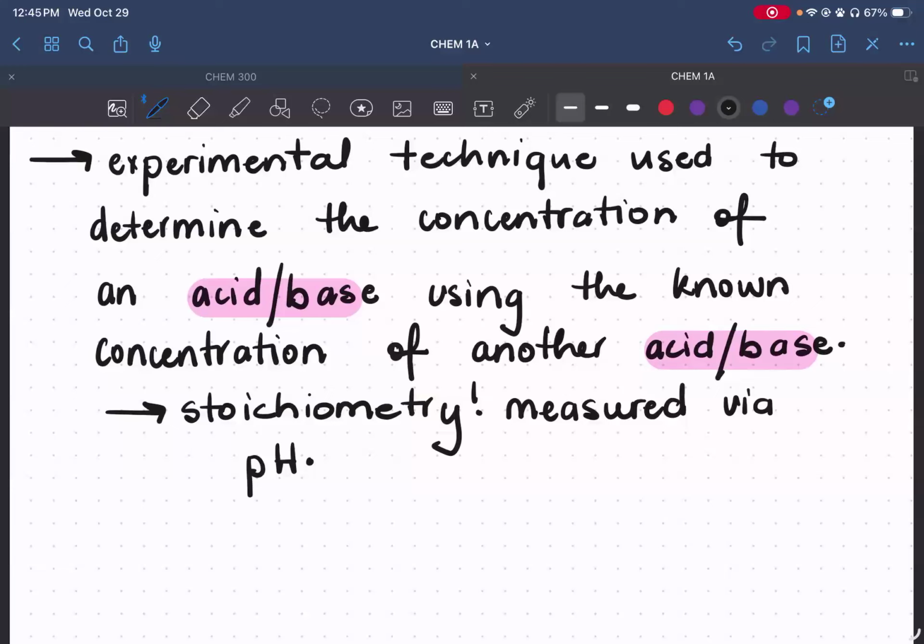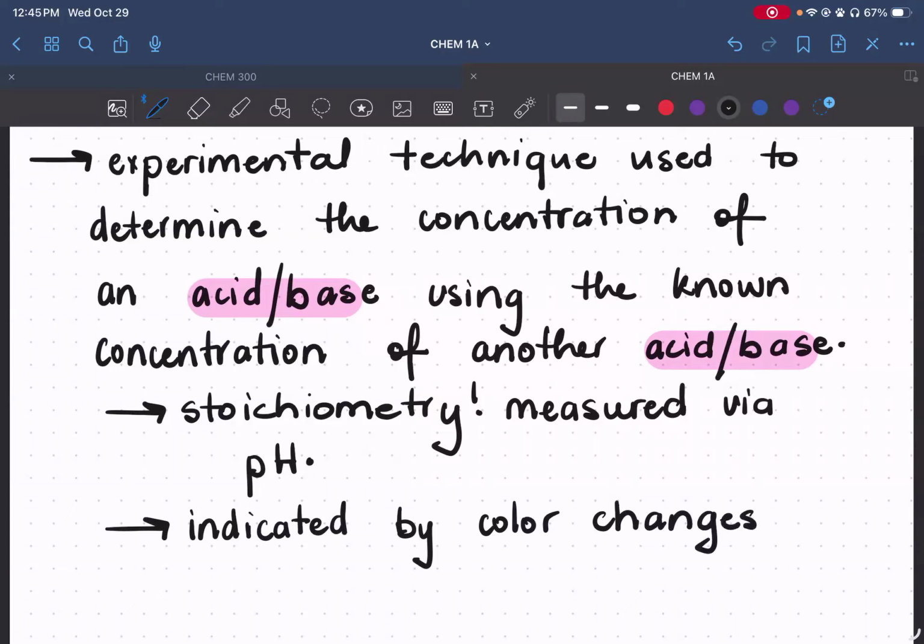Now, titration experiments are usually indicated with color changes. In other words, we measure the pH by way of color changes. So it's a very visual experiment. In fact, today you're going to be making a faint pink solution. Let's talk a little bit about what that looks like.